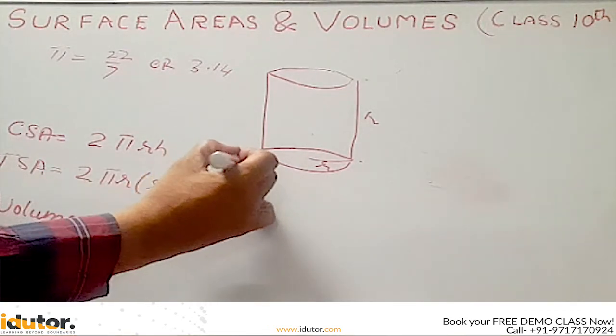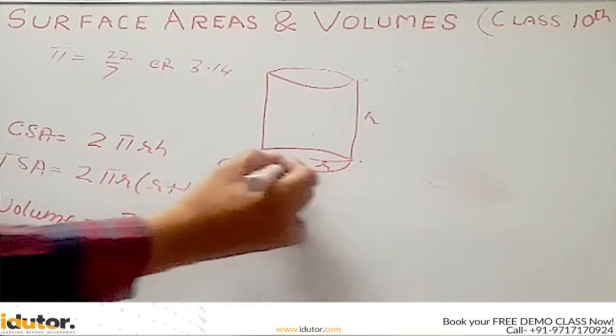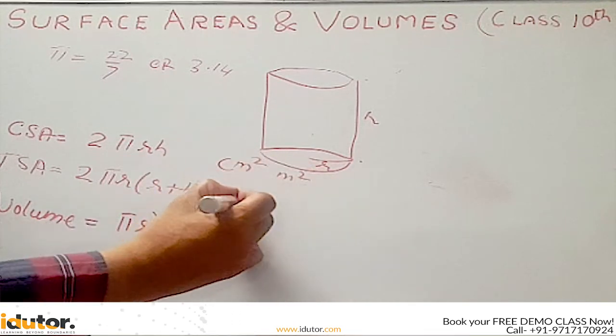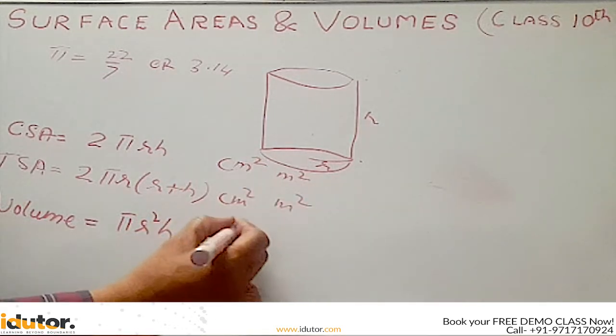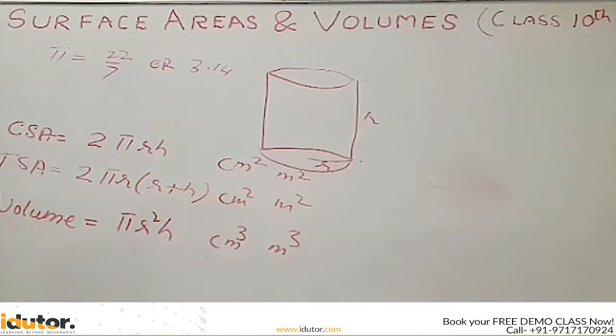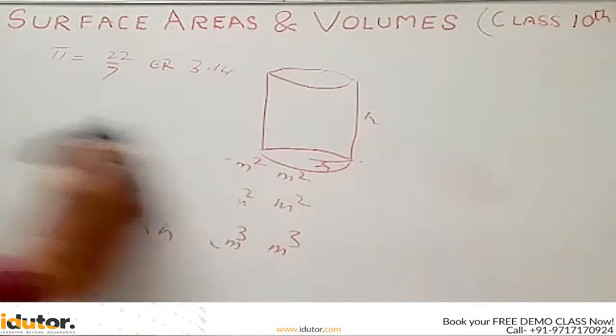We know that this is in the form of centimeter square. Anything centimeter square or meter square. This can be centimeter square or meter square. And this will be in the form of centimeter cube or meter cube. So is it clear to you, students? Okay, fine. So let us erase this now.